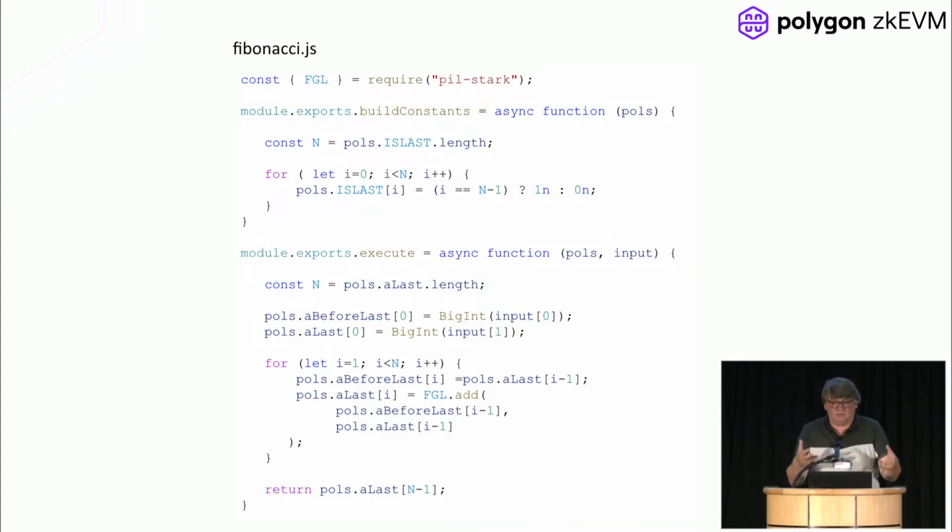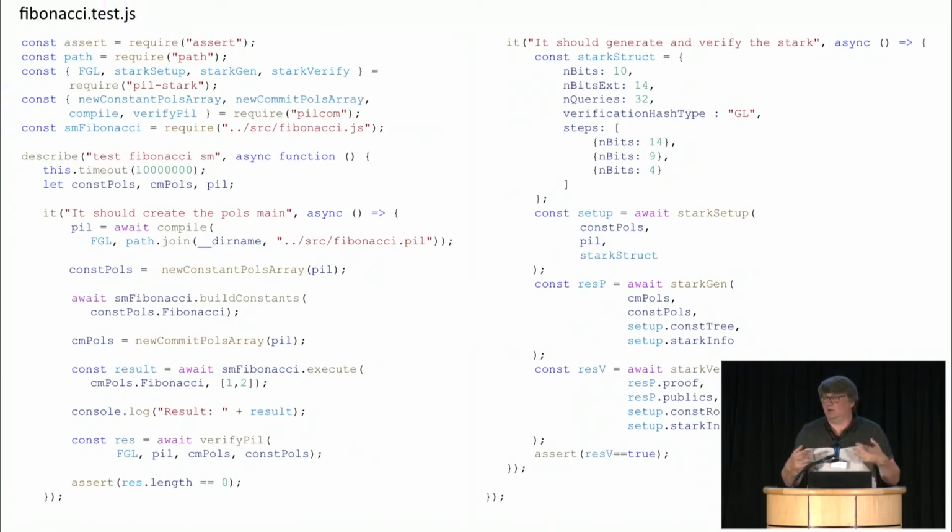So we need to create those polynomials. This would be the equivalent of creating the Windows generation. And once we have this polynomial with the PIL, we are done. That's the cool thing. We don't need to do anything else. We are kind of ready to generate a proof system.